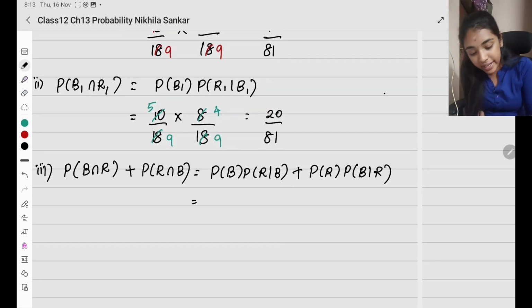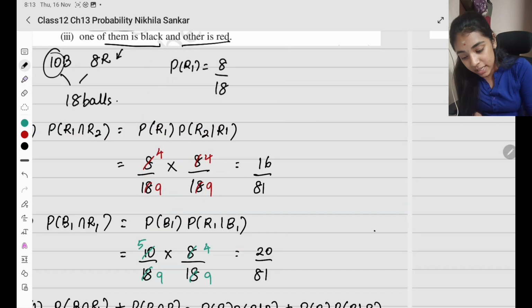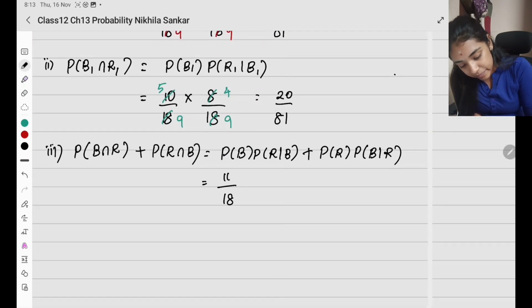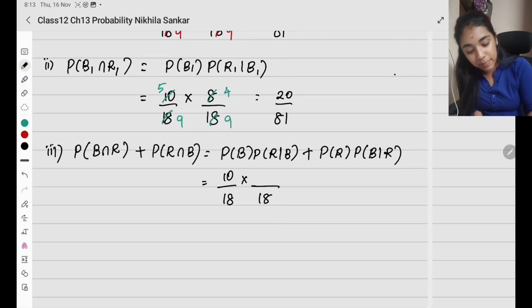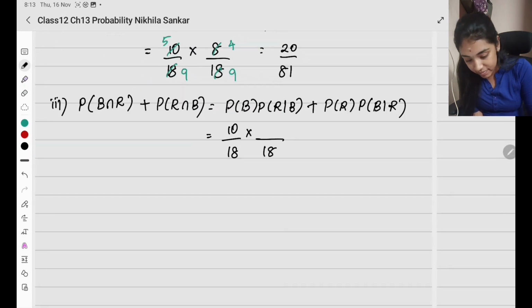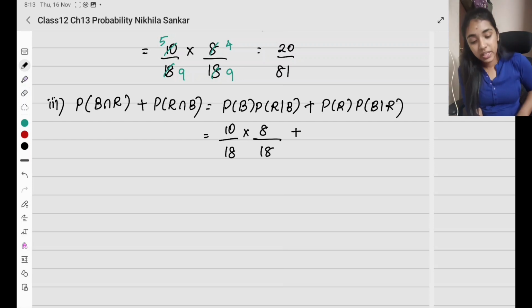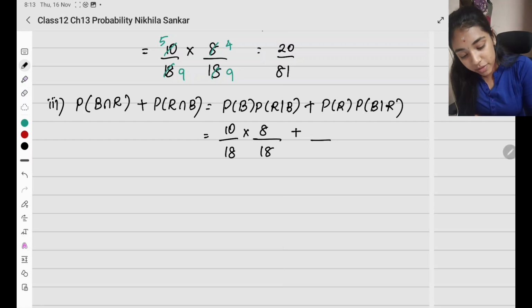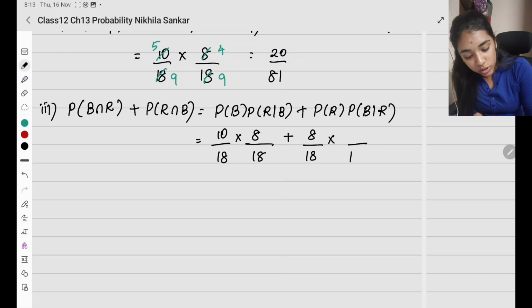How many black balls do I have? In total I have 18. Number of black balls is going to be 10, with replacement. So again 18 balls. Now how many red balls are there? I have 8. Plus, what is the second possibility? Probability of red is going to be 8 balls times probability of black. Now the total number of balls is 18. How many black are there? 10. So again you have to do the calculation.